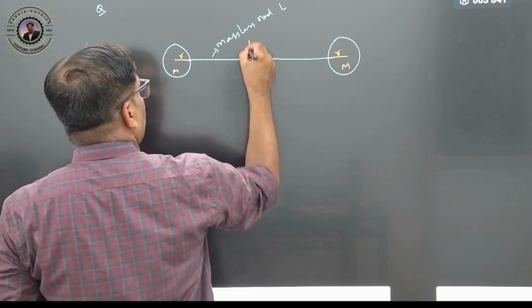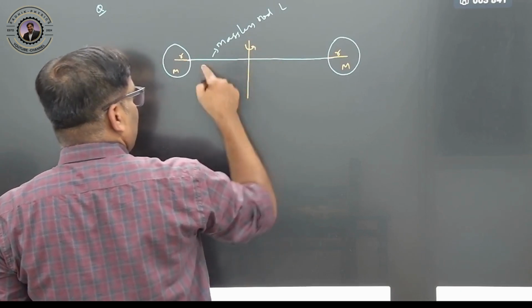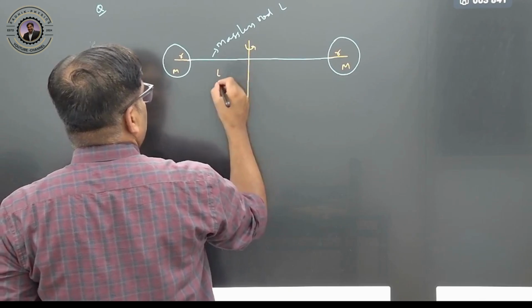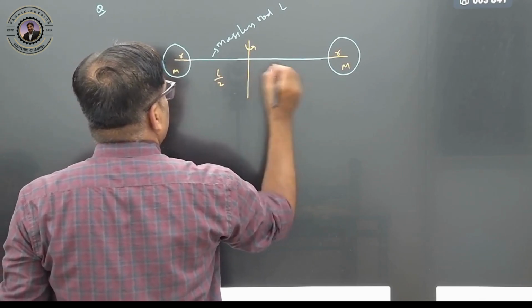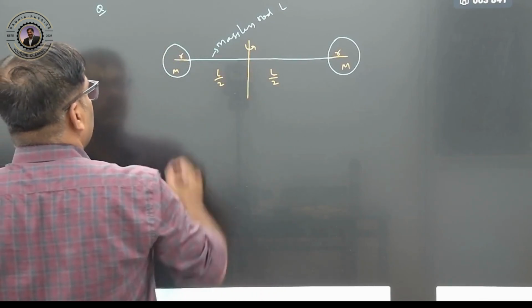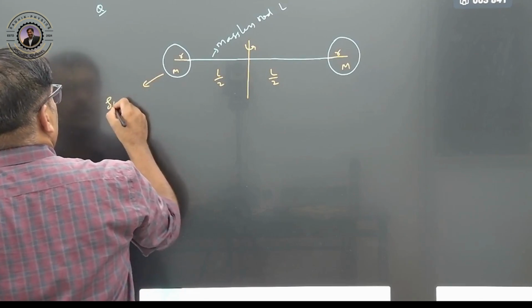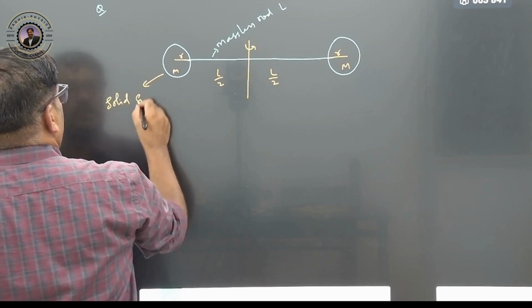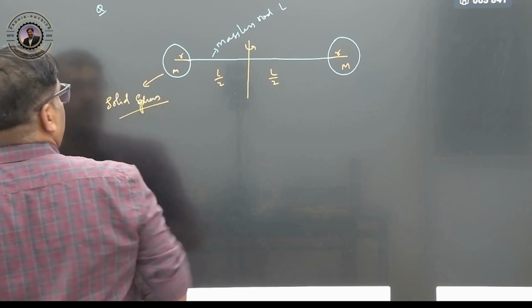Now we want to rotate this exactly at the midpoint. This distance is L by 2, and this distance is L by 2. We will calculate the moment of inertia of this system. These all are solid spheres. Be careful.